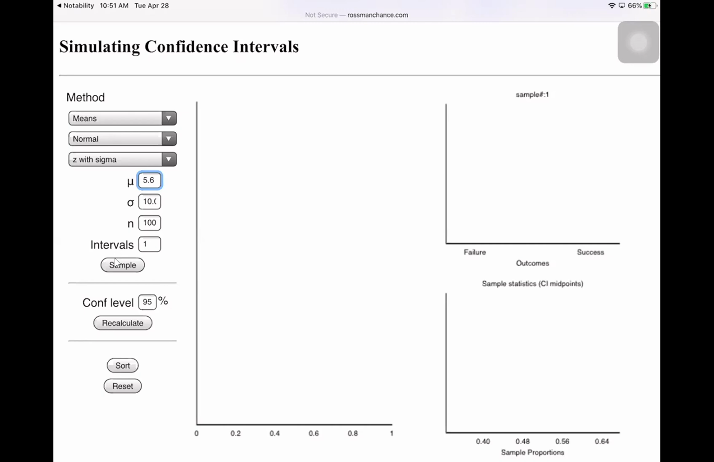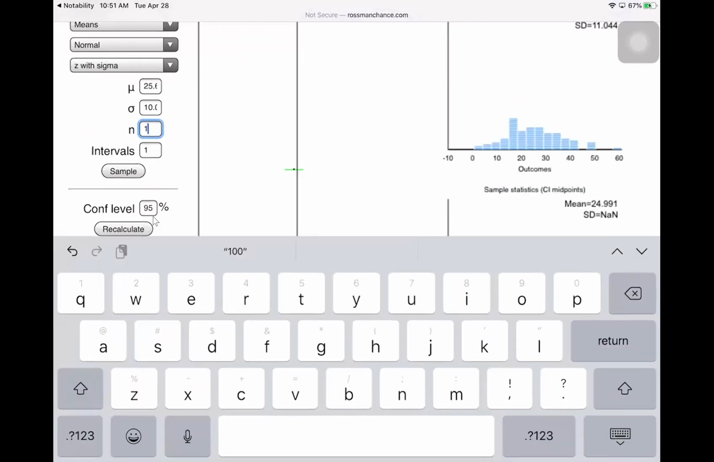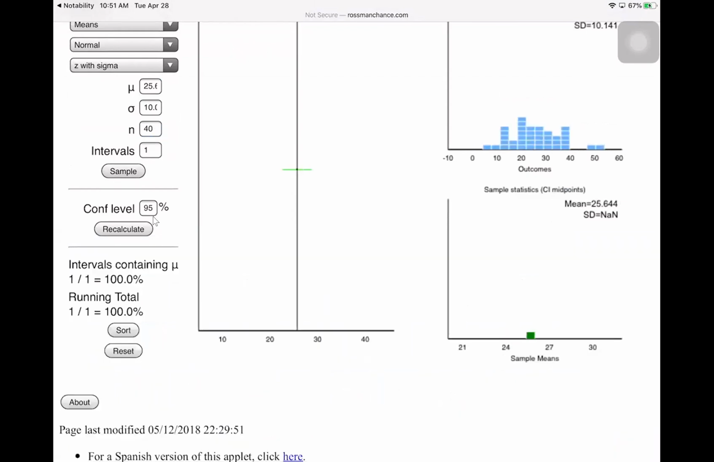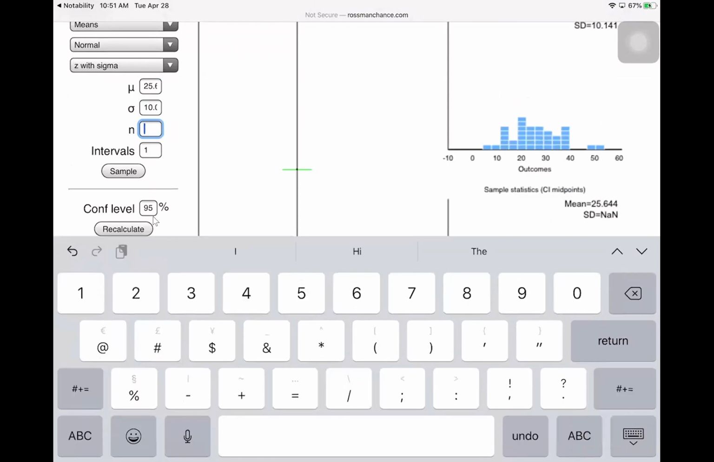So we're going to go ahead and do our first sample. Oh, let's do it right here. Actually, let me change one thing. Let me change the sample size to 40. Let's do that again. Actually, let's change that to 20.